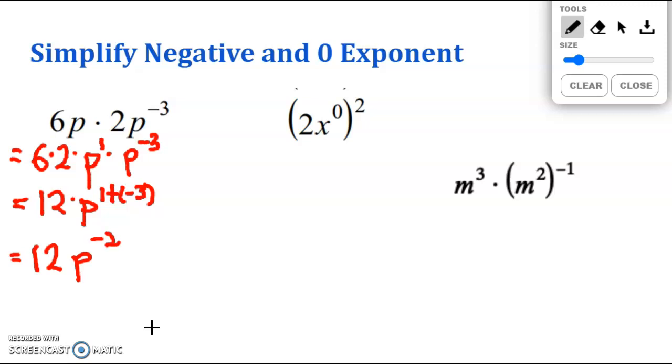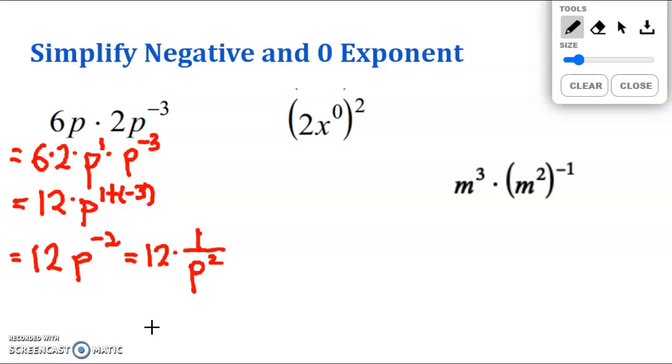1 minus 3 is negative 2. Now, we do not want to leave our answer with a negative exponent, okay? And the homework will ask you not to leave your answer with a negative exponent. You want to convert that into a positive exponent by turning that into a denominator in a fraction. So I know that this is the same as 12 multiplied by, what's p to the power of negative 2? Again, to get rid of this negative sign, I need to put it as 1 over p to the power of 2.